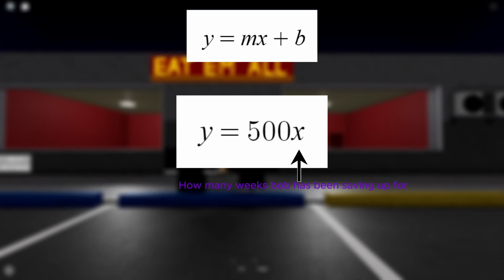The x is one variable. In this situation, how many weeks pass. B is the y-intercept, or how much you start out with. In this example, it's how much money Bob started out with when he began saving. We'll have it be 0. Finally, y is the solution. In this case, how many weeks it'll take Bob to save up.